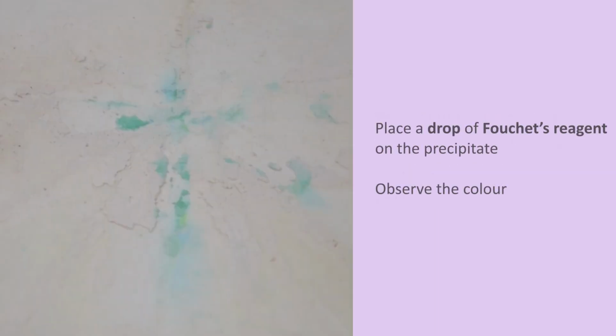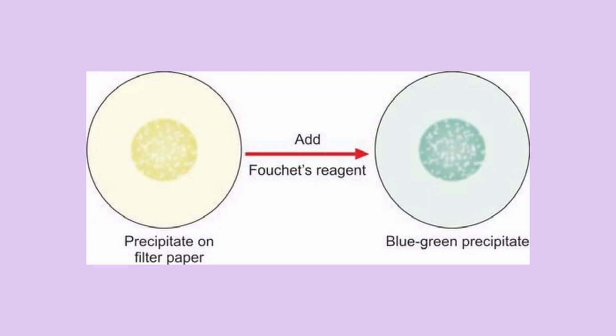It is mixed and filtered, and the precipitate is spread out on the filter paper and dried over a Bunsen flame, or dried by placing it on a second dry filter paper. Place a drop of Fouchet's reagent on the precipitate. Observe the color. Green color indicates the presence of bile pigments.